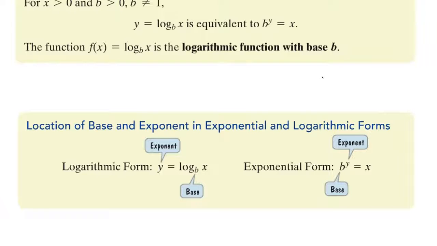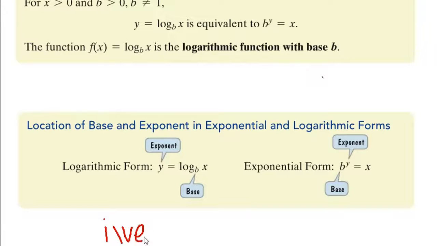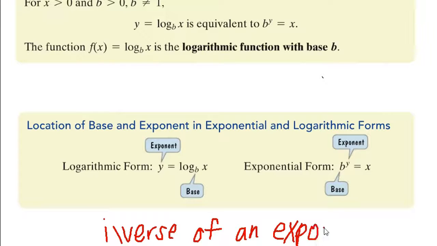So the definition of a logarithmic function: you got an introduction to this in Algebra 2, but a logarithmic function is a function with base b, and it's the inverse of an exponential function. So it undoes an exponential function.